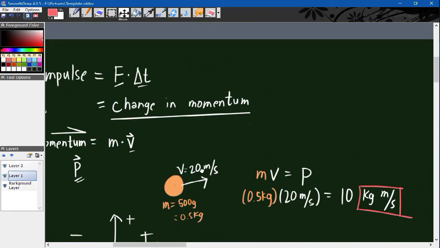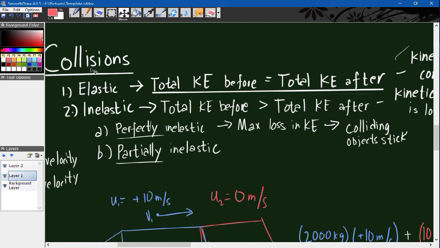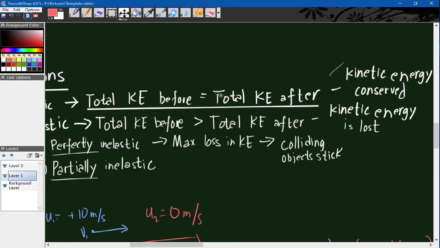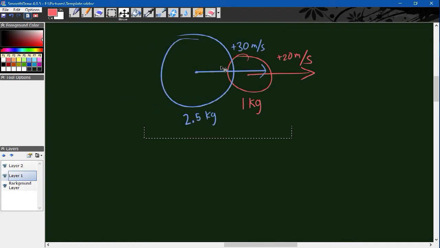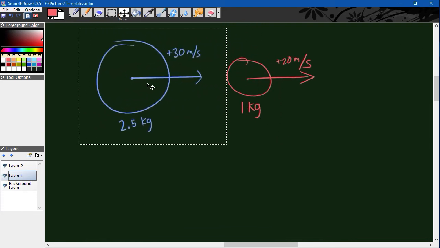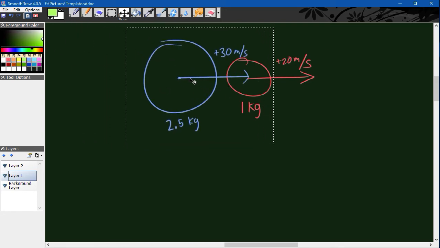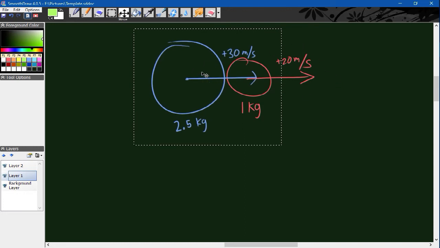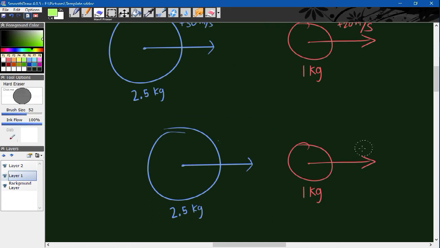Let's assume that what occurs is a perfectly elastic collision where the kinetic energy will be conserved. After the collision, what would the velocity of the red sphere and the blue sphere be? Let's start doing some math again. It's v_f, final velocities.